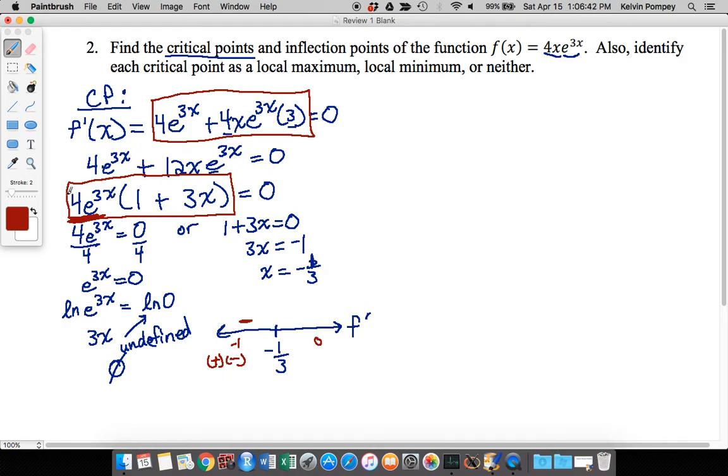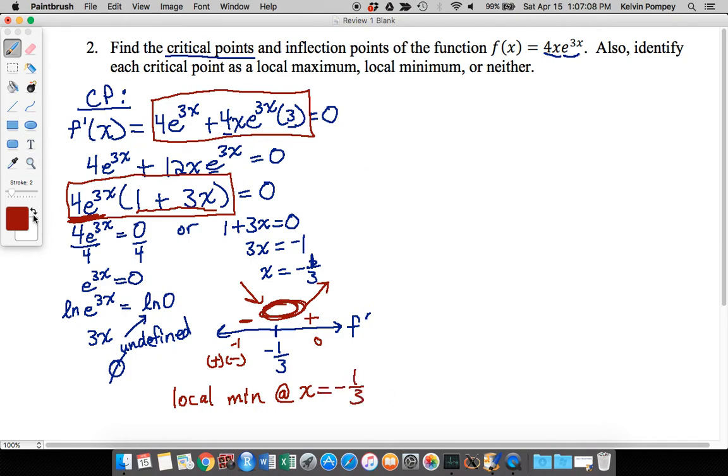Again, this part right here, 4e to the 3x, is always going to be positive no matter what number you plug in for x. So all I really have to do is look at this one here, plug in 0, I'm going to get 1, and that's positive. So my function is decreasing on that interval and is increasing on that interval. When that happens, I'm going to have a minimum. So I have a local min at x equals negative 1/3.